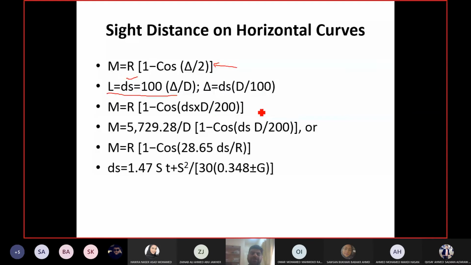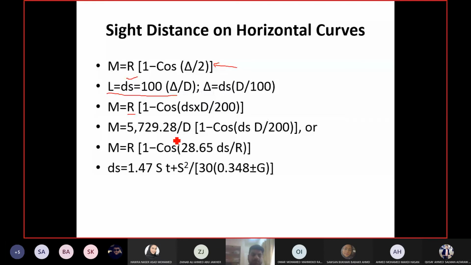Now in this equation, you have R and you have D both, and we already know R and D are related to each other. So why should we have both? We can replace one parameter with the other. You can replace R with D, or you can replace D with R. We already have the equation for both of them. So this first equation is when we replace R with D, where R equals 5729.28 upon D.